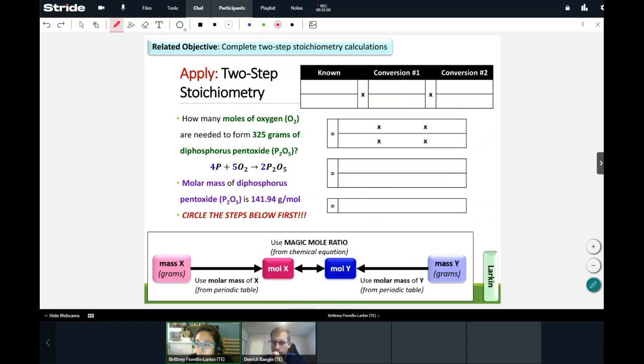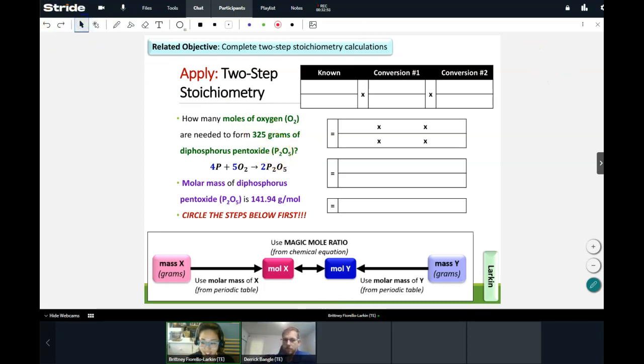All right, let's go ahead and take a look at this one. How many moles of O2 are needed to form 325 grams of diphosphorous pentoxide? We can see an equation here as well as a molar mass that we will be needing. So taking a look here, what are we starting with? Tell me in the chat, what are we starting with? Give me a number, units, and the chemical, you can just use the abbreviation for the chemical.